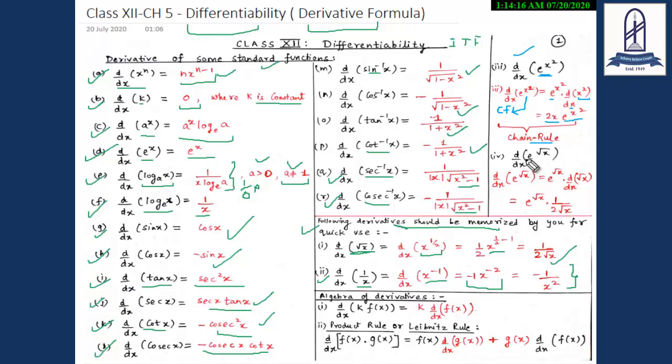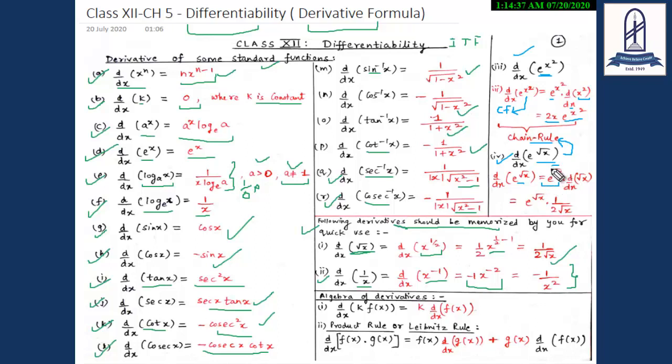And now in fourth part, we have to differentiate d by dx of e to the power root x. So here also we have more than two functions. So again, we will apply the chain rule. And we know that d by dx of e to the power x is e to the power x. So from here we get d by dx of e to the power root x, which is equal to e to the power root x.